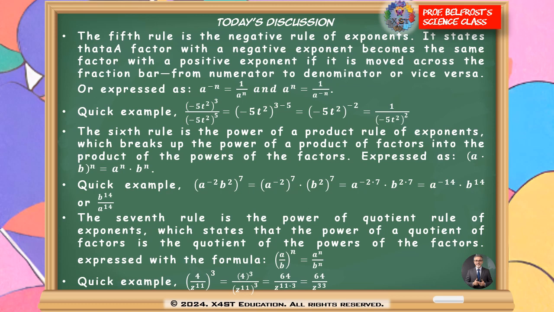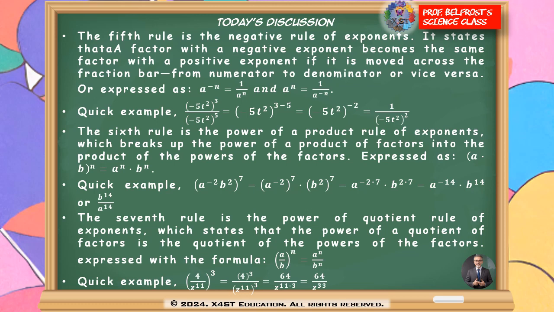So I want you to pay attention to this sentence. The power of a quotient of factors is the quotient of the powers of the factors. So the first thing is that you have an expression containing a quotient or fraction. Then you split this fraction into numerator and denominator, where the numerator and denominator carry the same exponent. That's the meaning of this sentence. Actually, this sentence is quite confusing.